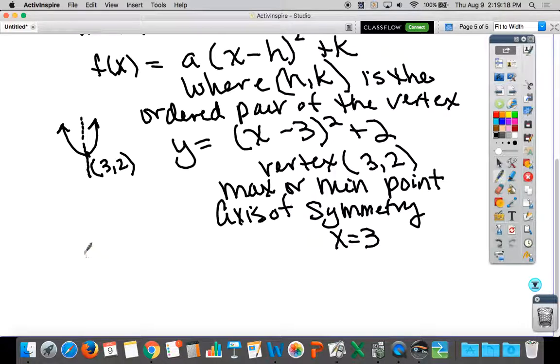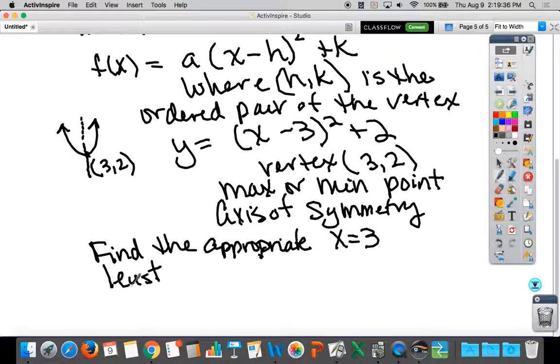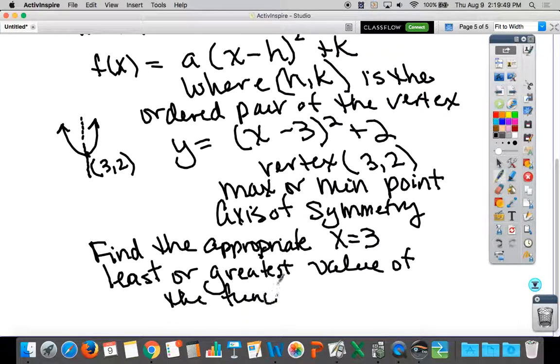Now, they often will ask you this question, and let me make sure that I write it correctly. Find the appropriate least or greatest value of the function and the x value where this occurs.